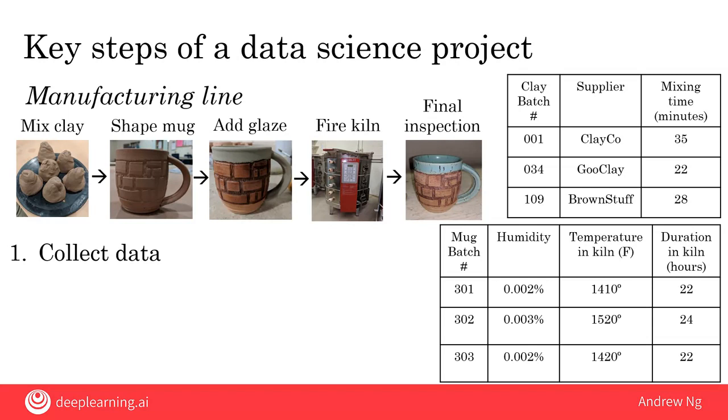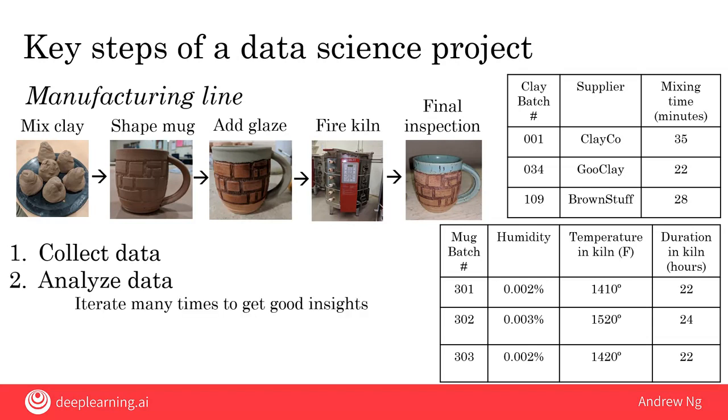Given all this data, you would then ask the data science team to analyze the data, and they would, as before, iterate many times to get good insights. And so they might find out, for example, that whenever the humidity is too low and the kiln temperature is too hot, that there are cracks in the mug. Or they may find out that because it's warmer in the afternoon, that you need to adjust the humidity and the temperature depending on the time of day.